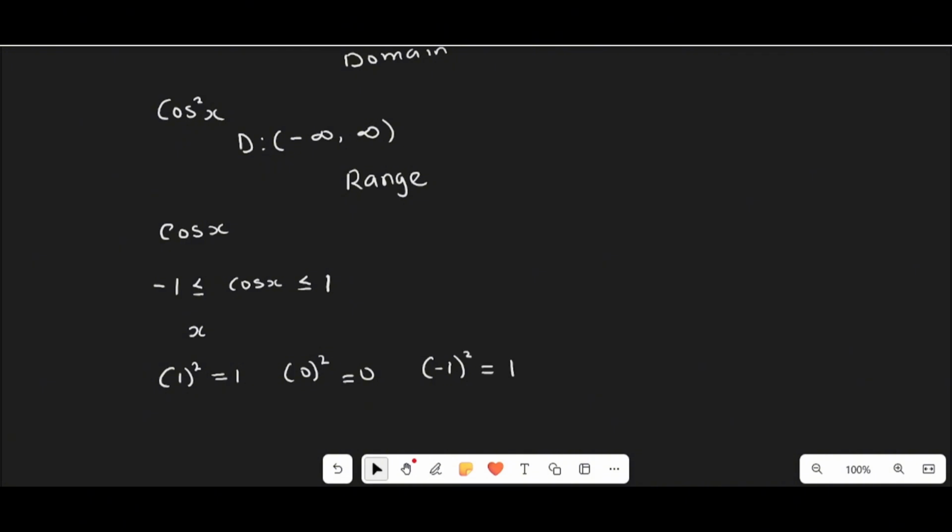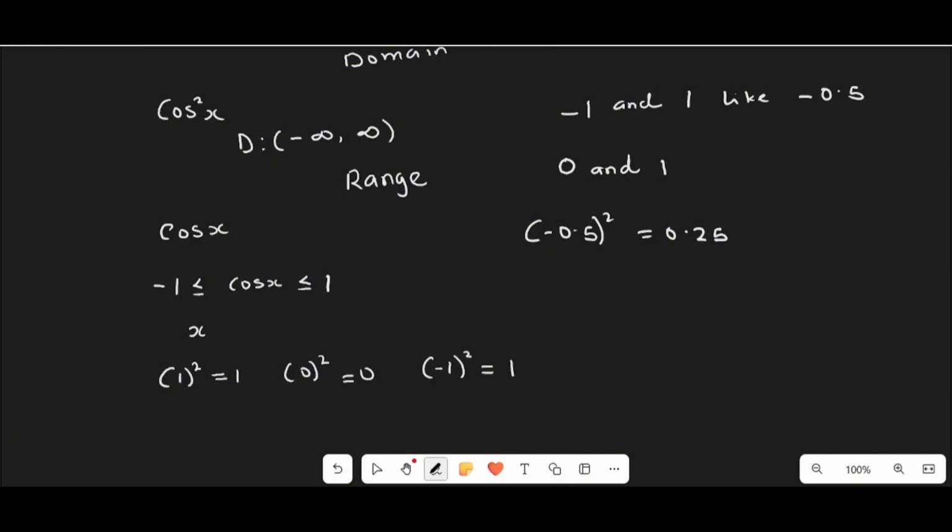Any number between -1 and 1, like -0.5, squared becomes a number between 0 and 1. If we square -0.5, we are going to have 0.25. You will see that 0.25 is between 0 and 1.